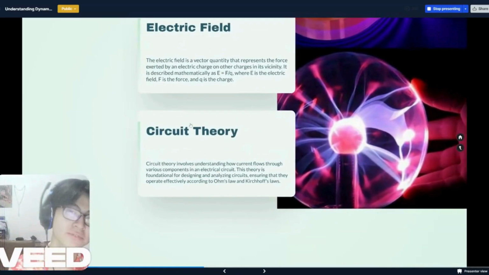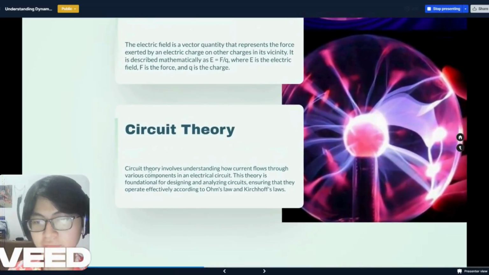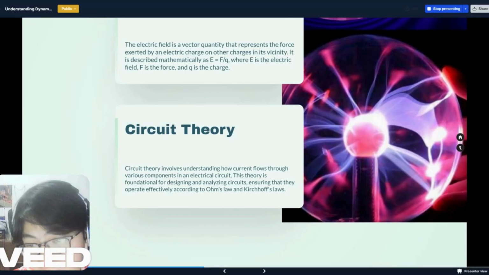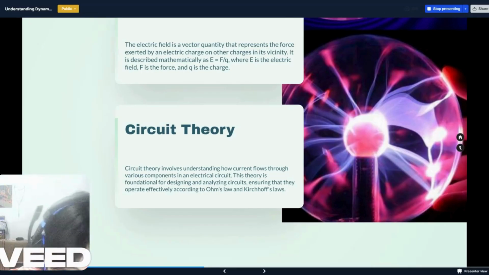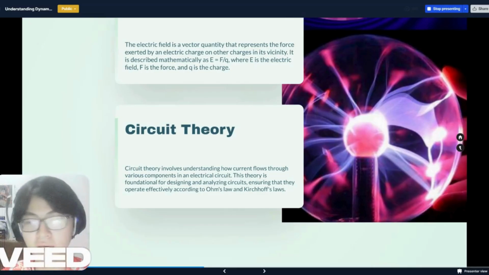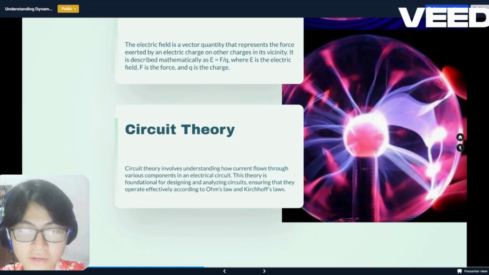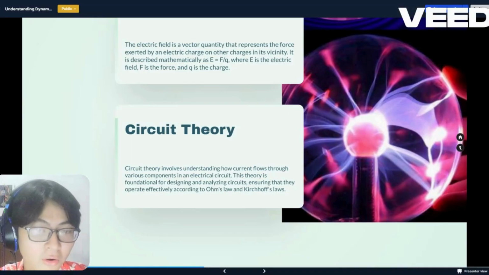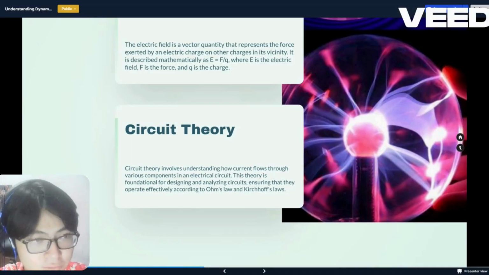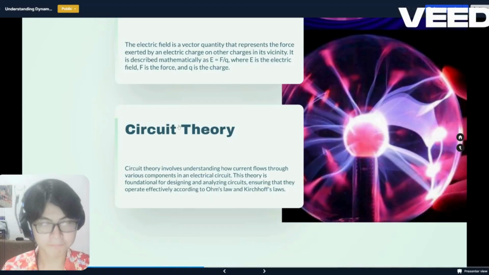Then lastly, we have circuit theory. Circuit theory involves understanding how current flows through various components in an electrical circuit. This theory is foundational for designing and analyzing circuits, ensuring that they operate effectively according to Ohm's law and Kirchhoff's laws, which we will get into later.